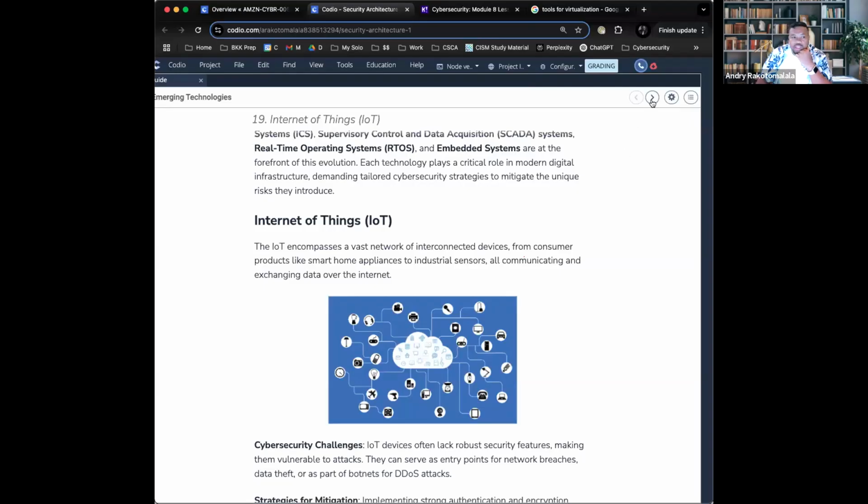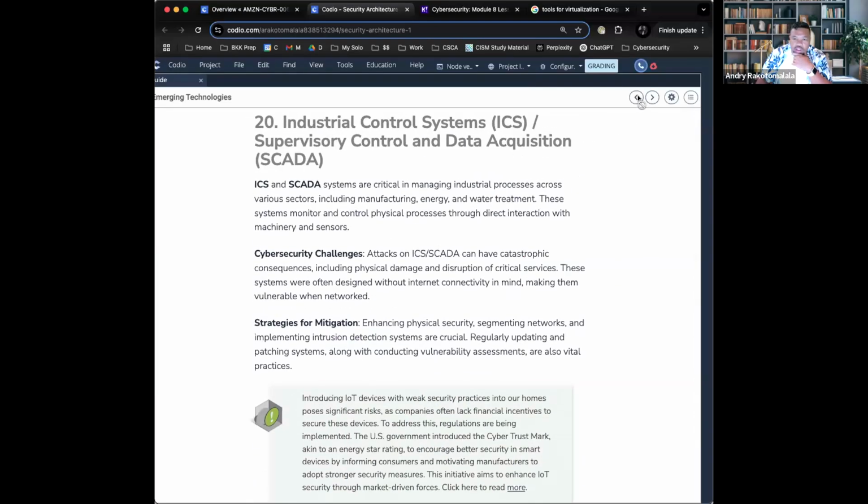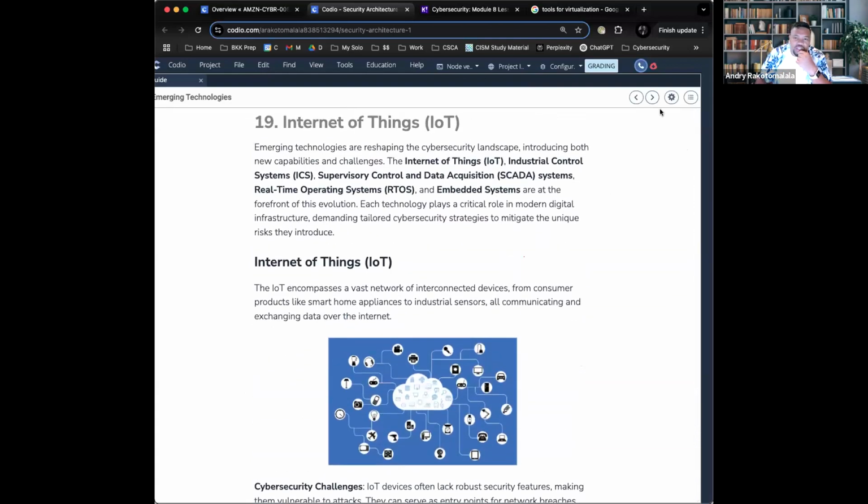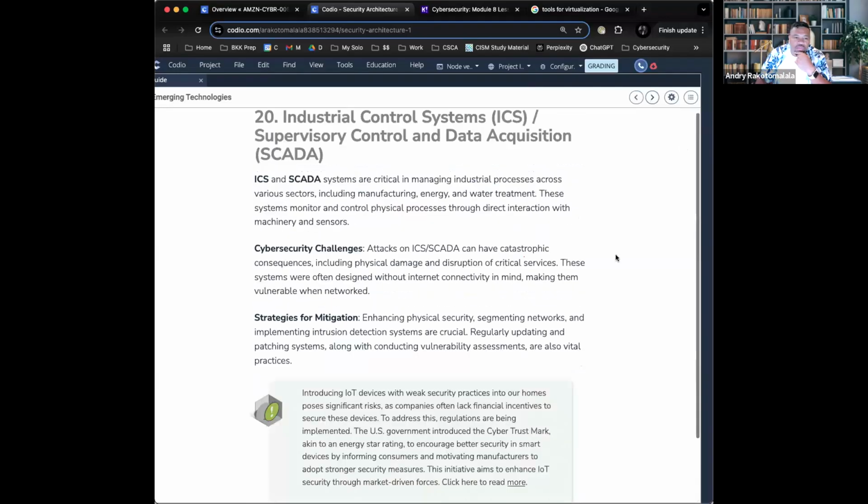All right, we have about 10 minutes left, so I need to get through a couple more things here. In short, the one thing you need to know is IoT devices are not secure. If you need to use them, either disconnect them from the internet or put them on another network.